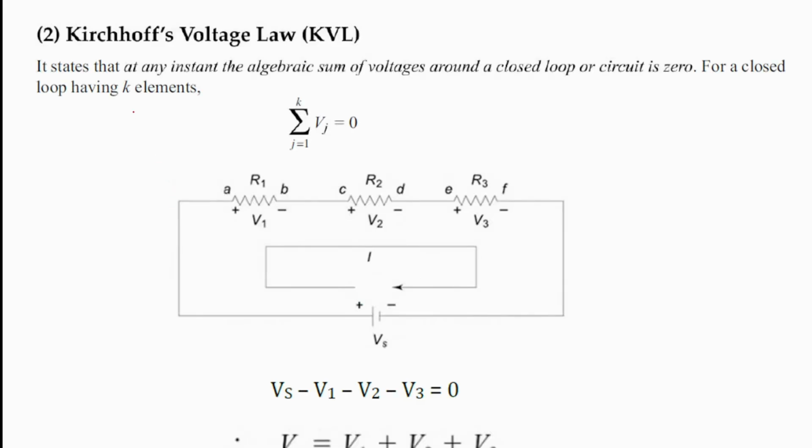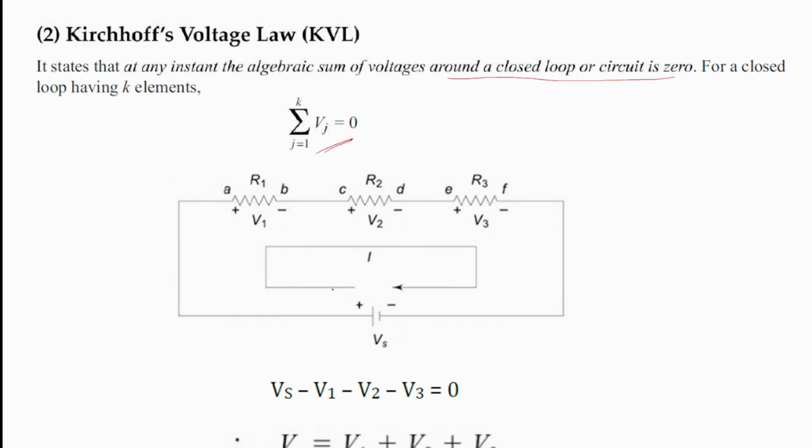Next, coming to Kirchhoff's voltage law. Voltage law states that at any instant, the algebraic sum of the voltages around a closed loop or circuit is 0. For a closed loop having k elements, you can represent the relation like this.